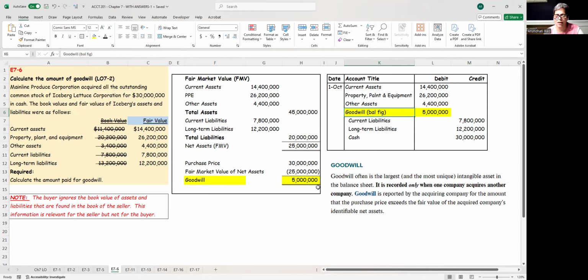Now, unlike other intangible assets, we do not amortize goodwill. Goodwill is subject to something called an annual test, where we test the value of the goodwill and see if it's still good or not. And if it's not, then we write off the goodwill. So that's an annual test that's done. That's a topic that's dealt with in intermediate accounting, not in this principles class. So with that, we will move on to our next exercise.